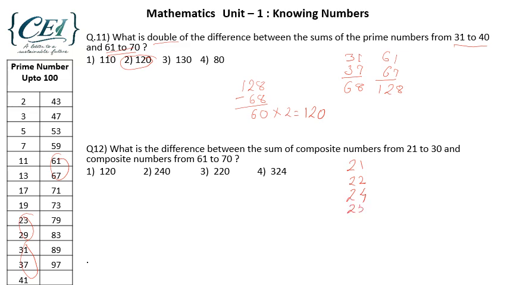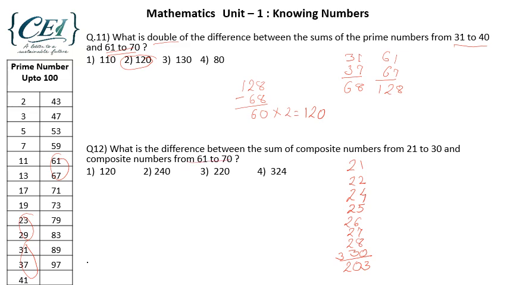Then 25 is, sorry, a composite number. 26, 27 and 28 are composite numbers. 29 is prime. So 30 is a composite number. What is the total? 21 plus 22 is 43, plus 24 is 67, plus 25 is 92, plus 26 is 118, plus 27 is 145, plus 28 is 173, plus 30 is 203. 203 is the sum.